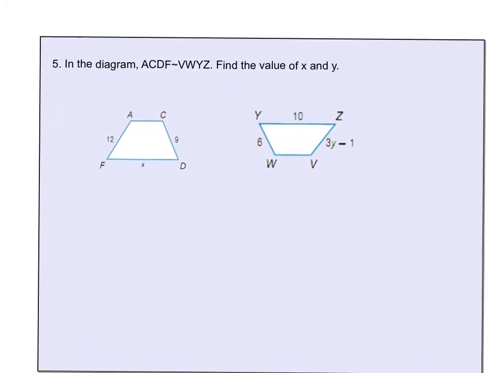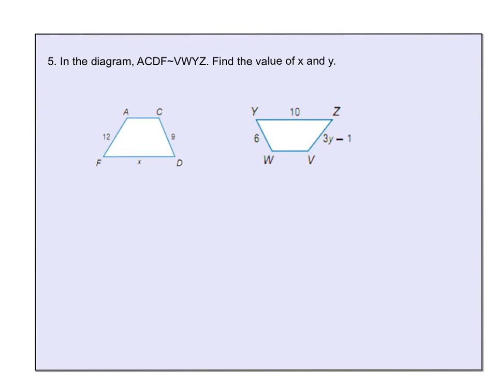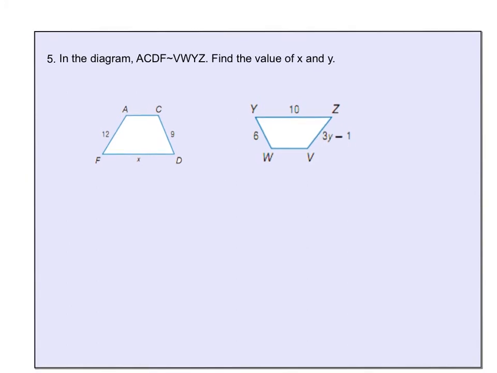Okay, so in the diagram ACDF, VWYZ, figure out the value of X and Y. So now they tell us flat out, hey, these two are similar. These two are similar. So now it's going to be a matter of what matches up to what.